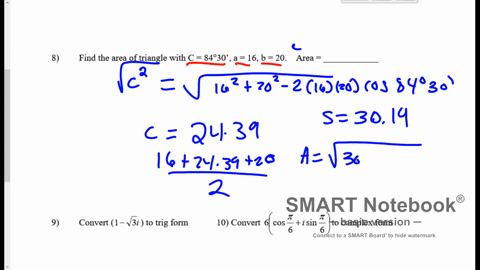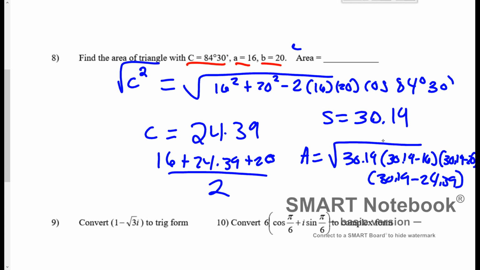Then I can go ahead and do my area. So 30.19 times 30.19 minus 16 times 30.19 minus 20 times 30.19 minus my 24.39. And I square root that, and I get 159.2 approximately, so you should be somewhere close, maybe 2.6, depending on how you round it. Okay, and so that is our area.